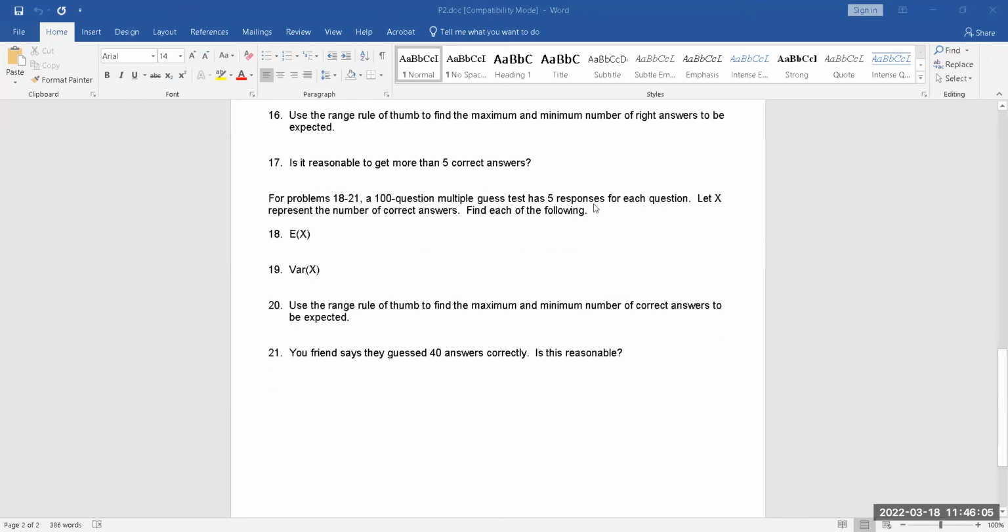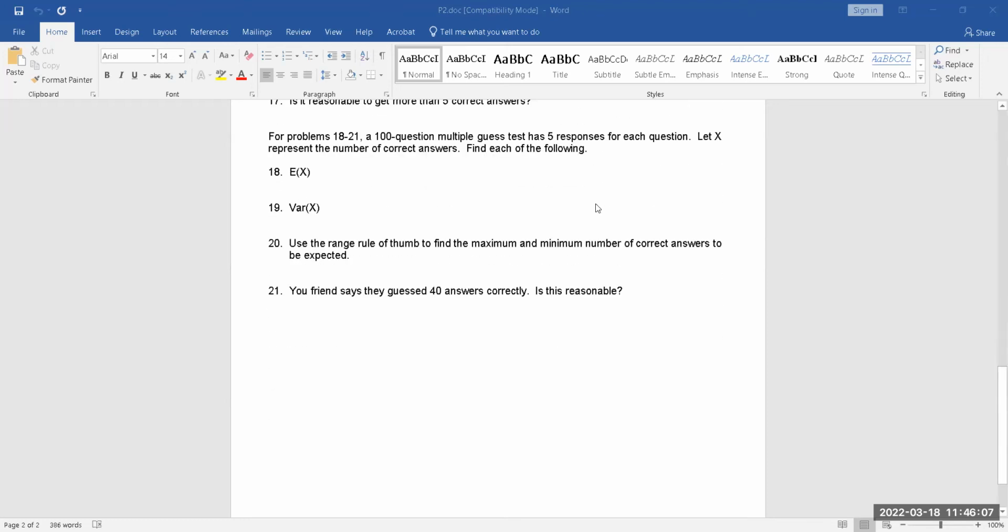Let's go to the next cluster, which is, I'm going to do the same multiple guess test this time. Now I'm not going to come up with a probability distribution because with 100 questions, it would be too difficult plus too long. I'd have to have 0 right, 1 right, 2 right, 3 right, up to 100 right. That would take me maybe a few days. So here I just want expected value and variance. This is exactly the same as the previous question. I just gave you a really large n.